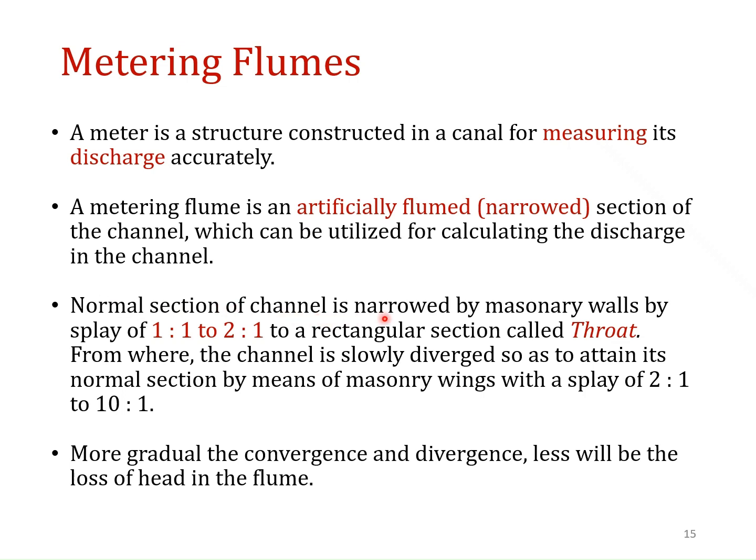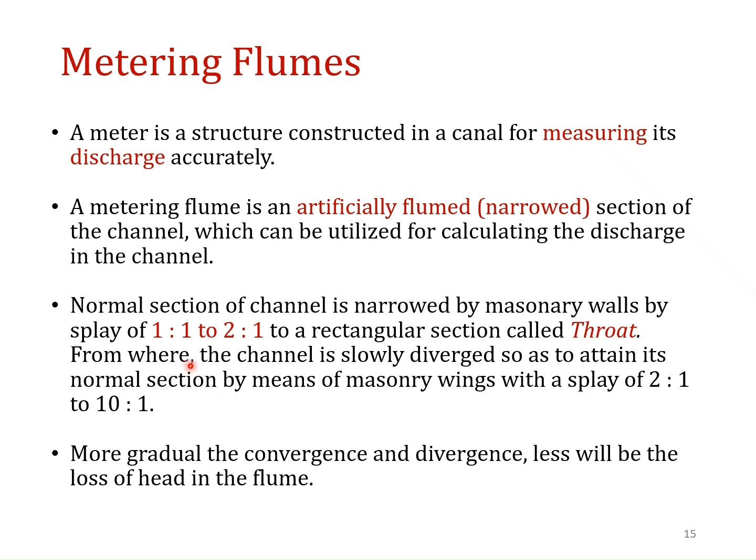Normal section of the canal is narrowed by masonry walls by a splay of 1:1. This is the ratio of how you reduce it. I will show you on the next slide. So this is the slope when you narrow it down and make it a rectangular cross section. General cross section of the canal is trapezoidal, but at the meter we make it rectangular. It becomes easier for us. And that rectangular section is called a throat.